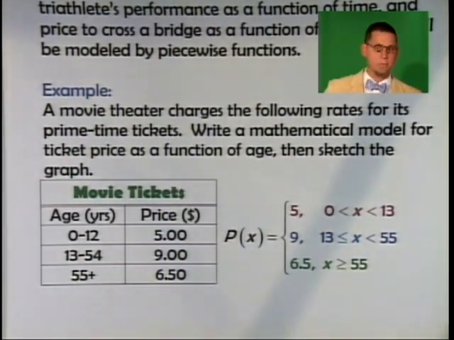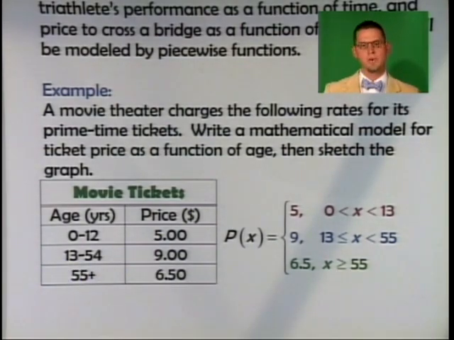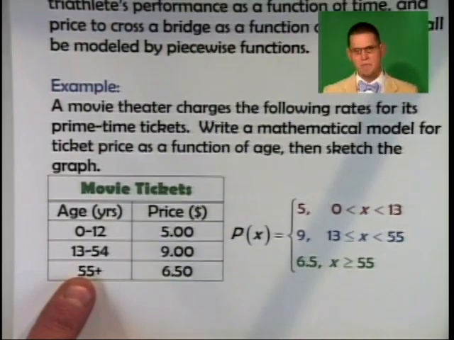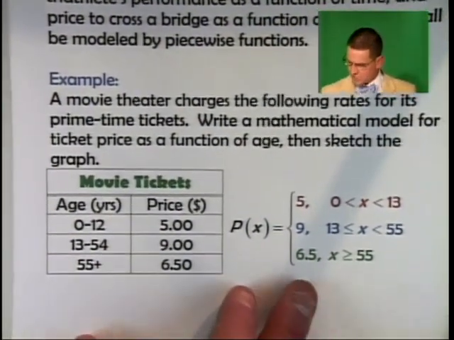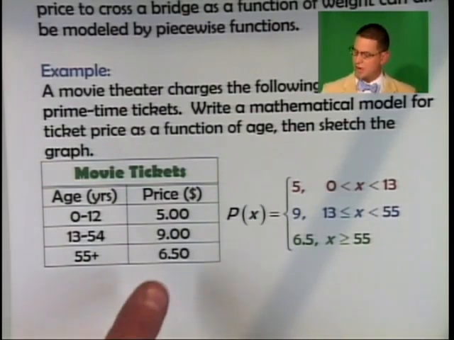We've got a local theater, perhaps, and they're charging for their prime time. This is not the matinee. If you're between the ages of 0 and 12, you pay $5 to get in. If you're between the ages of 13 and 54, you pay $9. Woo, that's a lot. If you're 55 or older, the select citizens, you get the select citizen discount. You're down to $6.50.